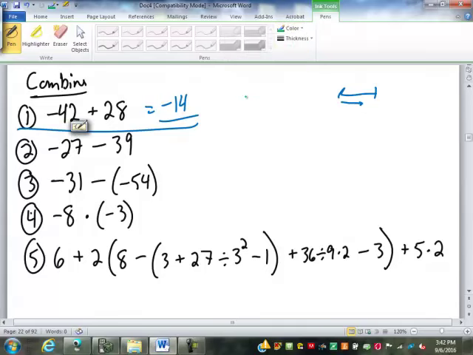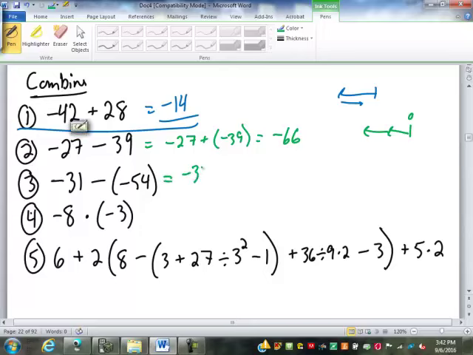For number 2, negative 27 minus 39. Well, when we have negatives, we like to change subtraction. So this would be a negative 27 plus a negative 39. So from 0, you got negative 27, negative 39. What's that come out to be? Negative 66. It's on the negative side of 0. And since the arrows are going in the same direction, we combine the values. We add the values.